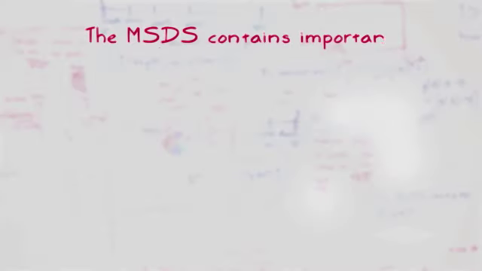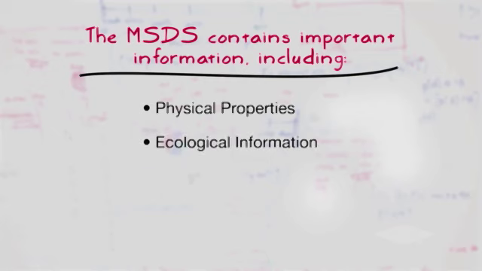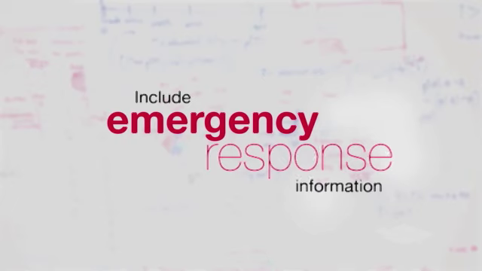NJ also finds important information in the sections about physical properties, ecological information, disposal considerations, and transportation information. He includes that information on the label to make sure any potential hazards are clearly defined. There's just one last thing NJ needs to think about as he makes the label: emergency response.